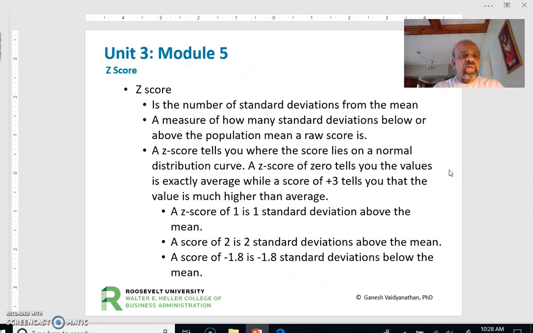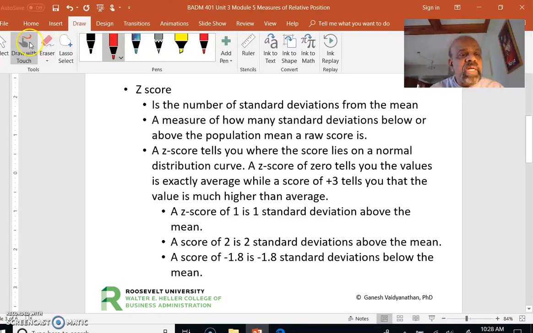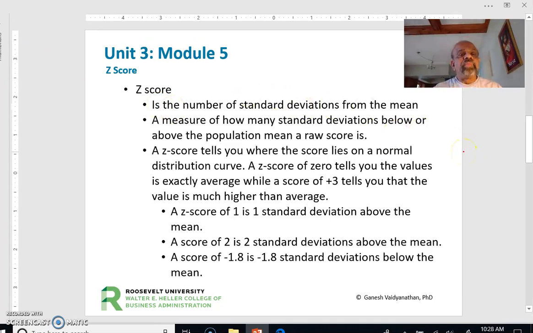The second one is what is called a z-score. This is actually a very important one, and it uses standard deviations from the mean. So basically, we are talking about how many standard deviations from the mean a point is. A z-score is a measure of how many standard deviations either below or above a population or a sample mean a value is. A z-score tells you where the score lies on a normal distribution curve, where this point lies.